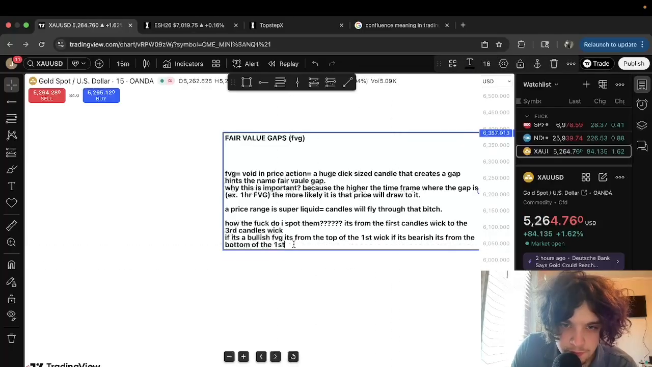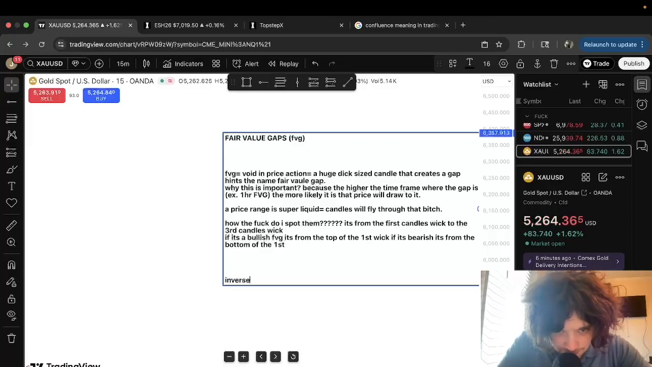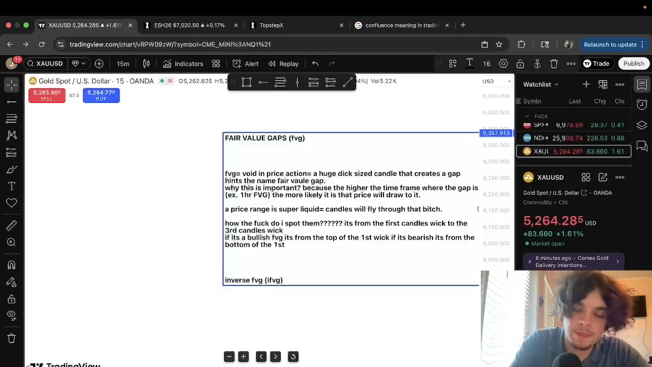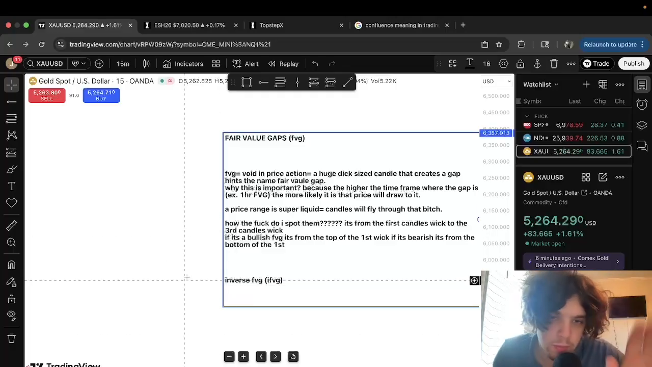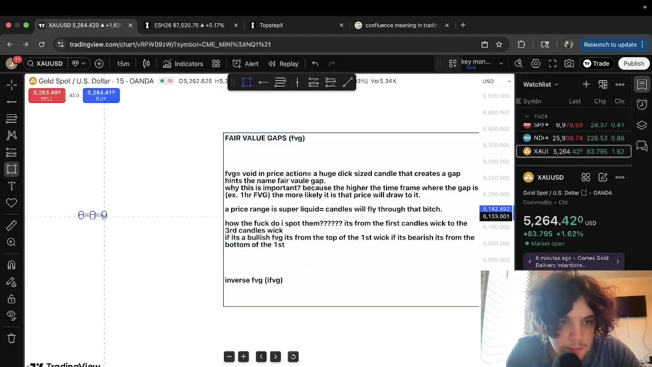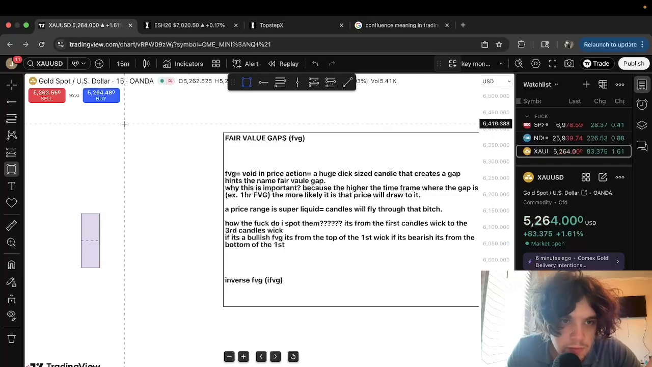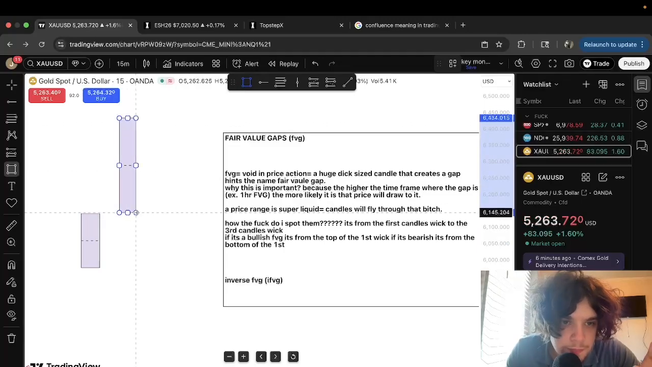So then you have something else. This is one of my favorites right here: the inverse fair value gap. What does that mean? It means that a fair value gap, let's say this is the candle, happened like this.